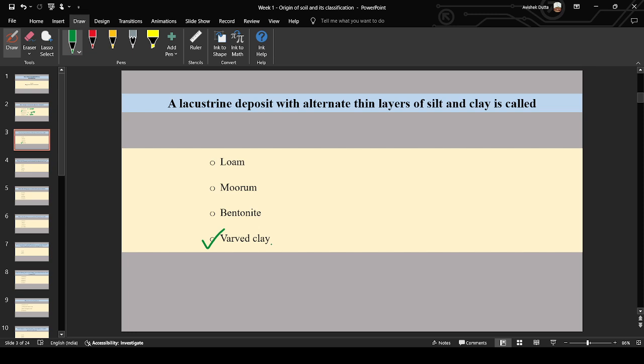Now coming to the other options, loam, murram, and bentonite. What are these? Loam is a mixture of sand, silt, and clay. I'll just write it down. Murram is gravel mixed with red clay.